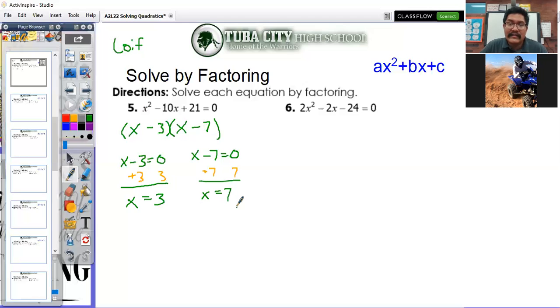Now be careful because sometimes you will get a fraction or something like that. Usually it's fractions and they can be a little bit trickier, but it's still roughly the same thing.